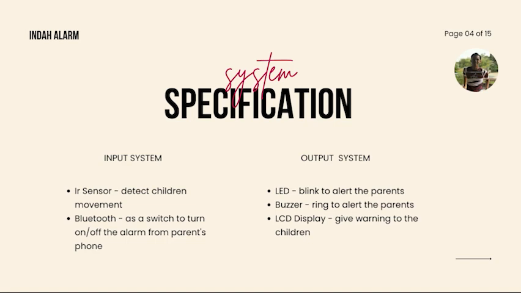For system specification, for the input system, we use 2 inputs, which are IR sensor and Bluetooth. The IR sensor is to detect children movement, and the Bluetooth is as a switch to turn on or turn off the alarm from the parent's phone. For the output system, we use 3 outputs, which are LED, buzzer, and LCD display. LED is used to blink to alert the parents. Buzzer is used to ring to alert the parents, and LCD display is to give warning to the children.